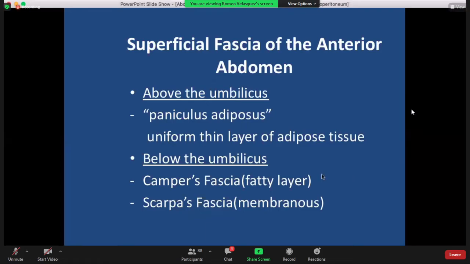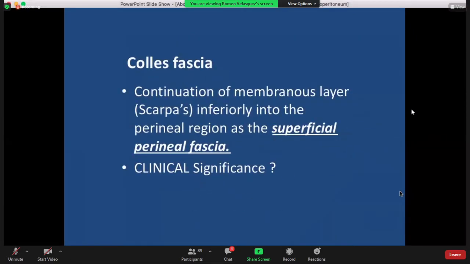Okay. And below the umbilicus, the terminology is simply Camper's fascia, the fatty layer, which is more superficial, and Scarpa's comes next after Camper's fascia as you go deeper. And this is the membranous layer. And then there's also the Colles fascia, but this will be discussed further in the module of the pelvis and perineum, surface anatomy and this section of the perineum, simply because this is an extension.